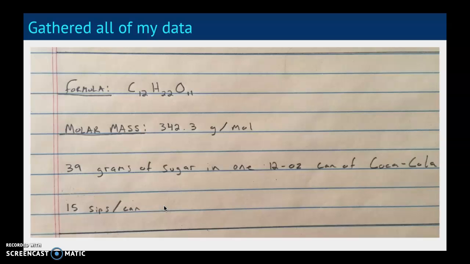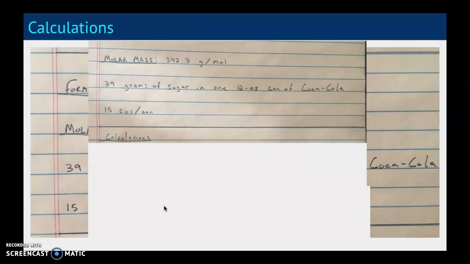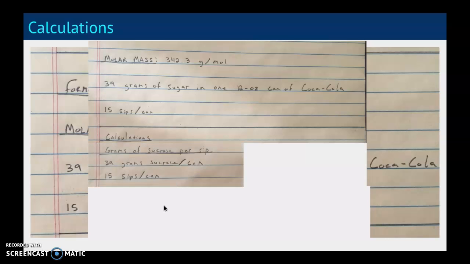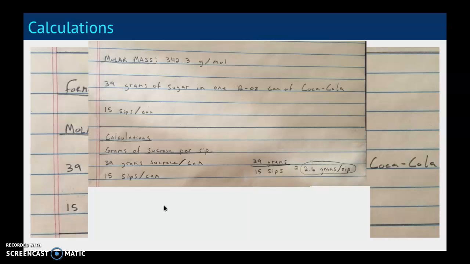Like, what's my first calculation? Well, my first calculation should probably be to figure out how many grams there are in every single sip. So if there's 39 grams total and it takes 15 sips, then really all I have to do is take 39 divided by 15, and I can figure out that I actually ingest 2.6 grams per sip that I take. Okay, so that's a great number, 2.6 grams per sip. Now what can I do with that?